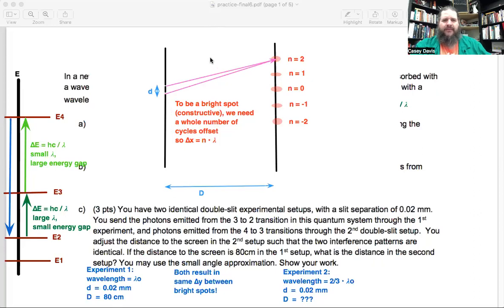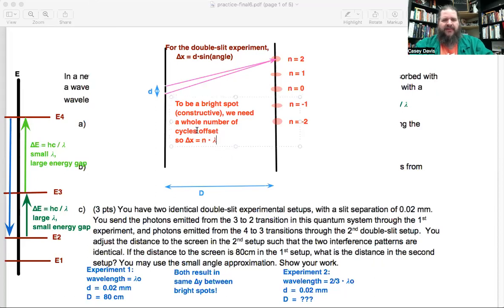In general, in the double slit situation, geometry gives us that delta x equals d times sine of the angle, specifically the angle of elevation to the point we care about.